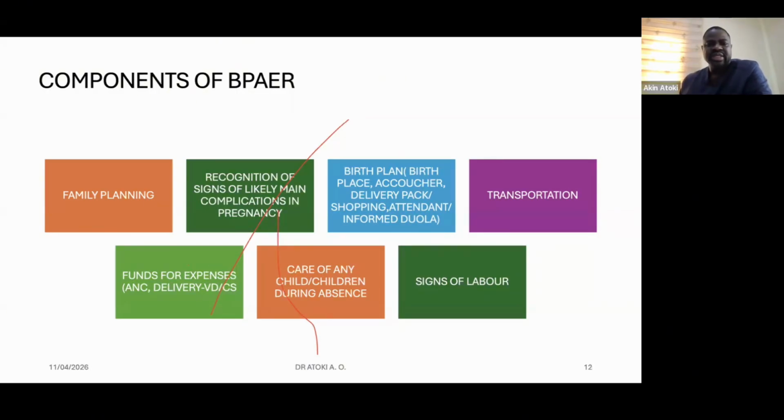We just talked about recognizing signs of major complications of pregnancy. That's a component of birth preparedness and emergency readiness. Birth plan, so everybody should plan properly where they want to deliver, know your facility, be sure where you are delivering, and make proper inquiry about the place you are delivering at, to be sure you're in the right hands. Shop early, by 30 weeks, 32 weeks maximum. I believe that everybody should have done their maternal shopping. Their delivery pack should be ready.